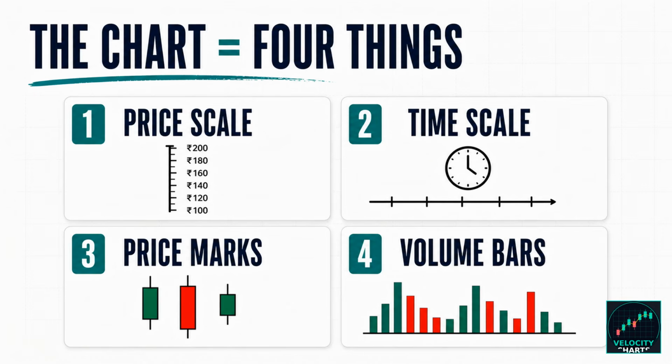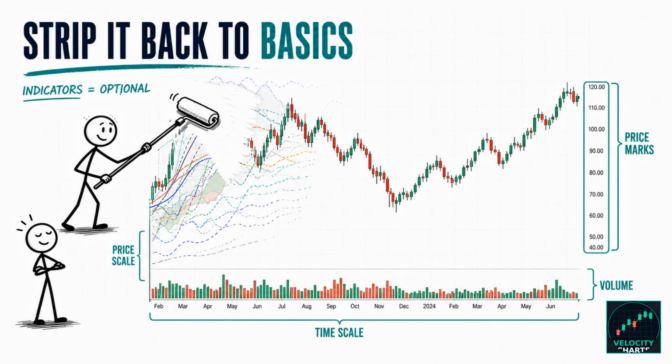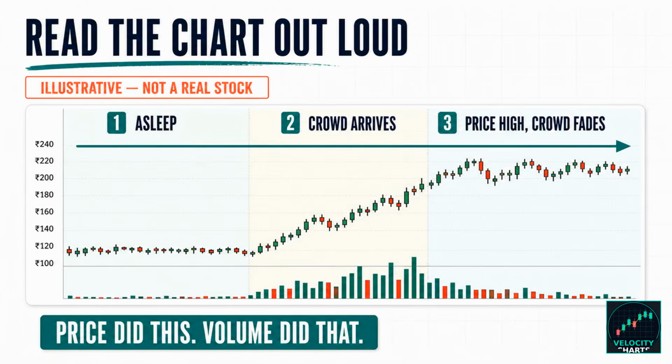3. The price marks themselves, lines, bars or candles. Right now, just know they're all showing the same data, dressed differently. 4. The volume bars at the bottom. How many shares change hands? This is the one beginners hide, and it's the one that tells you whether anybody actually cared. That's it. That's the chart. Everything else, moving averages, RSI, that thing your friend added, is a calculation sitting on top of these 4. Optional, later.